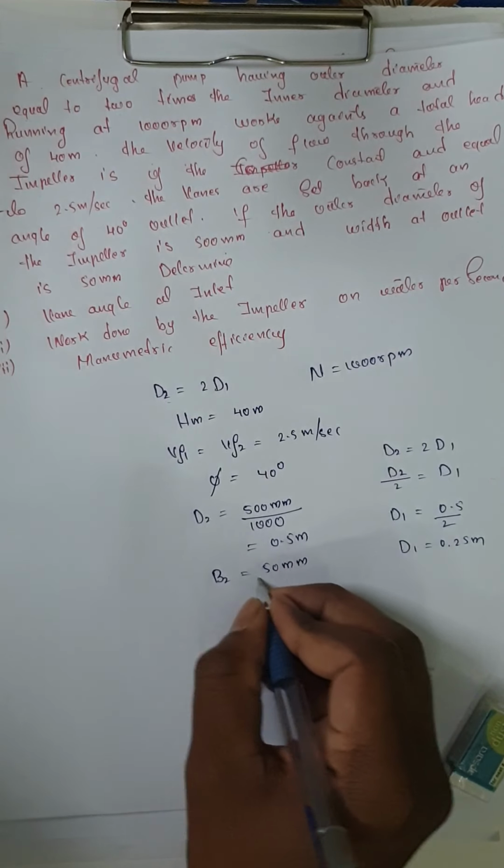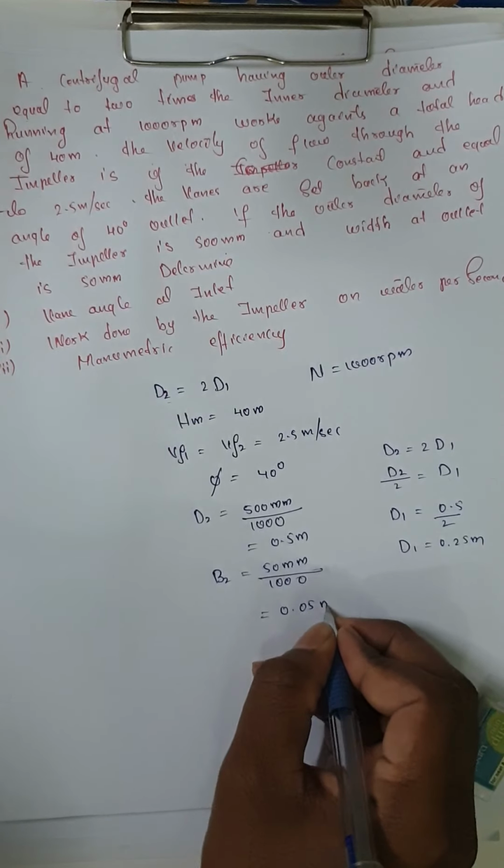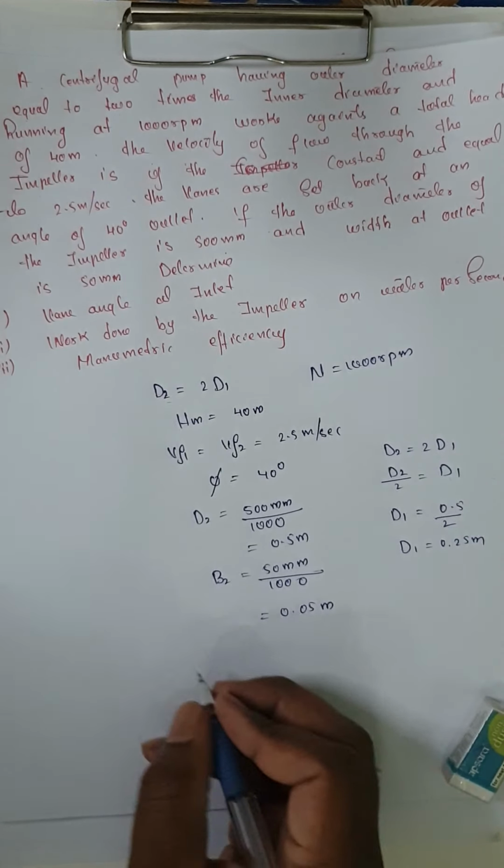50 mm. Here also what you have to do? Divide by 1000. Here you will get 0.05 meter, and he's asking to find out.